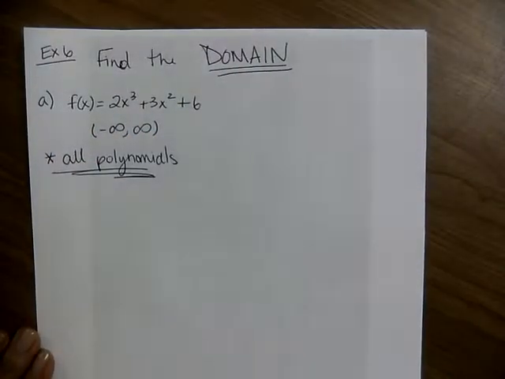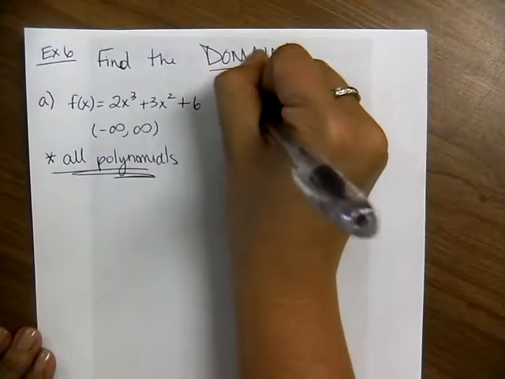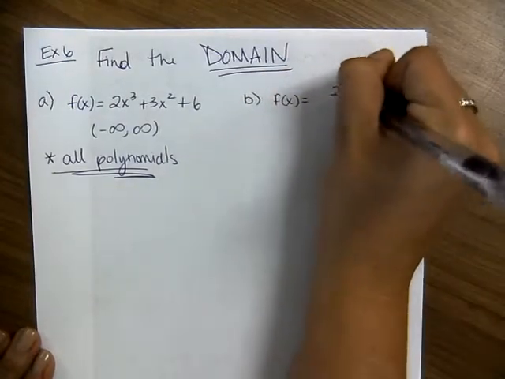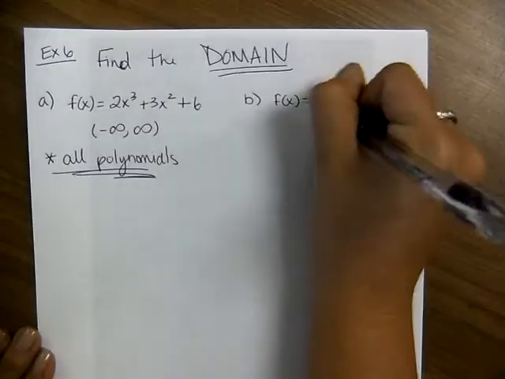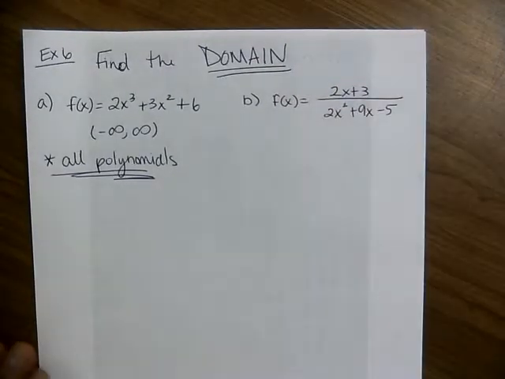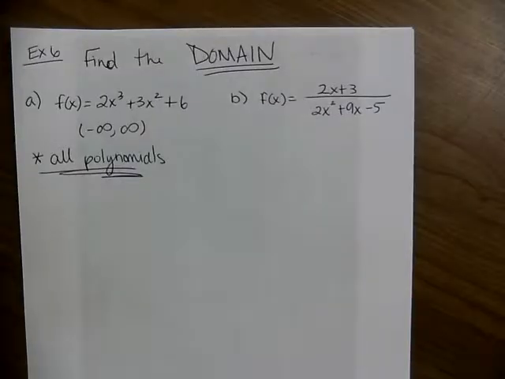Okay, but now I'm going to switch it up a little bit. What if I give you f of x equals 2x plus 3 over 2x squared plus 9x minus 5? You had a problem just like this on your test.